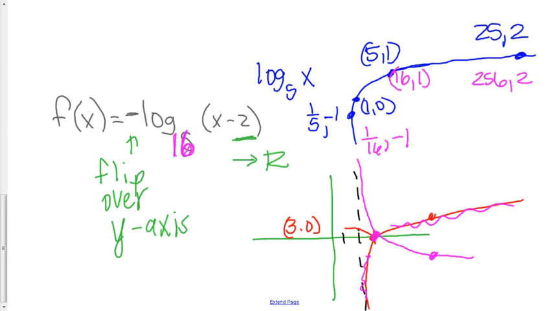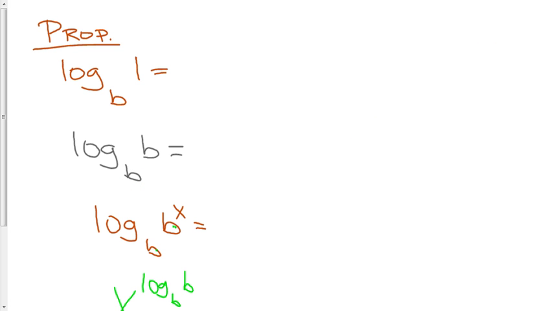Okay, moving on to some properties of logarithms. Anytime you have a logarithm with whatever base, and it's 1 here, it is saying b to what power is equal to 1? And that would be 0.